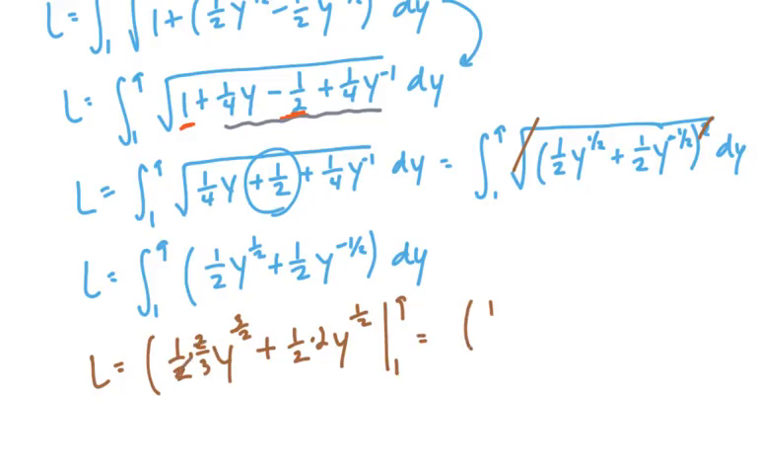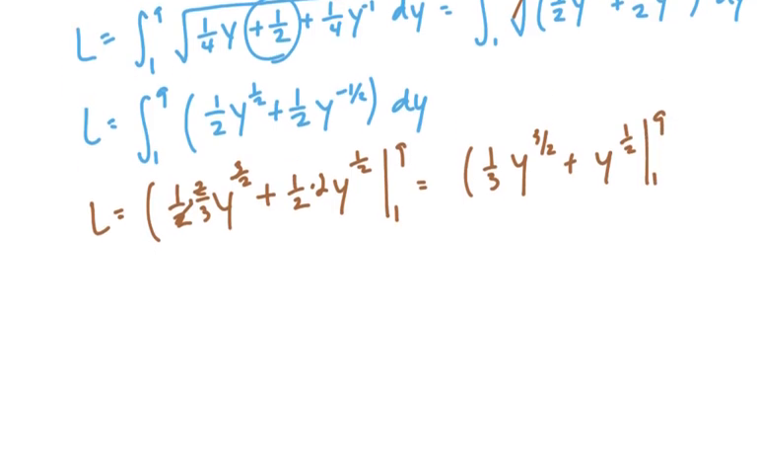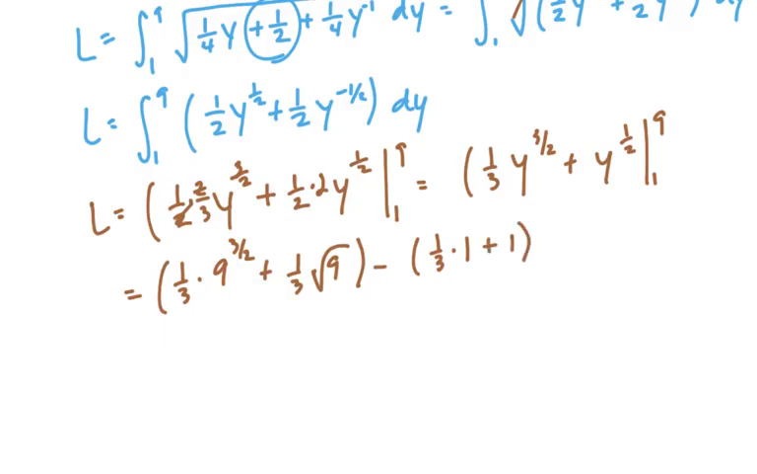So this means we have 1/3 y to the 3/2 plus the 1/2 of 2 is 1, y to the 1/2 from 1 to 9. So let's plug in the 9, and we get 1/3 times 9 to the 3/2 plus 1/3 times 9, the square root of 9. That's what the y to the 1/2 means. Minus 1/3 times 1 to any power plus 1 to any power.